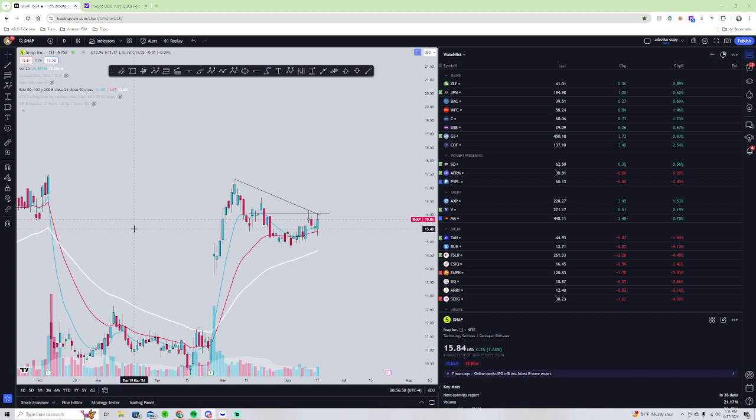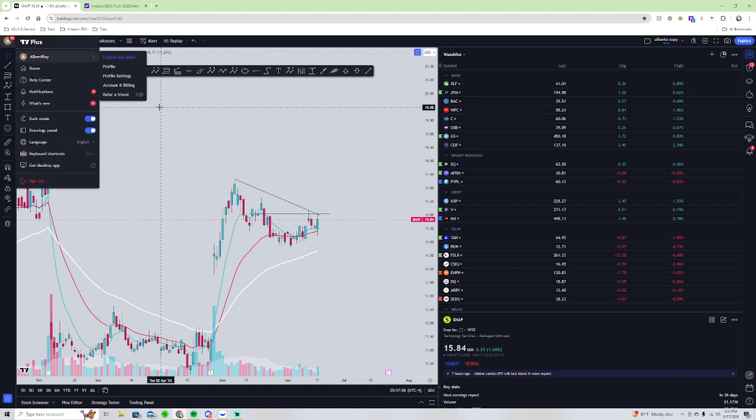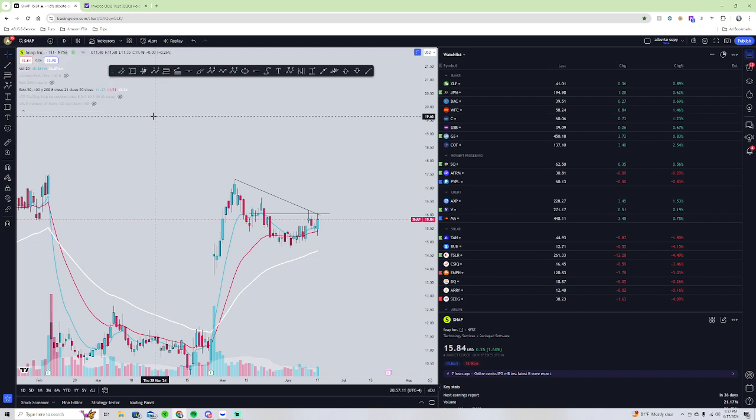Am I looking for a full body and wicks close over the trigger level? Yeah, so full body needs to close over. Full body needs to close over. I honestly don't know which TradingView plan I use. I think I use the one that gives you like 20 indicators. I'm not really sure which one that is. But I honestly don't need more than like 3 indicators, so I would say probably get the cheapest one. You don't really need anything more than that.